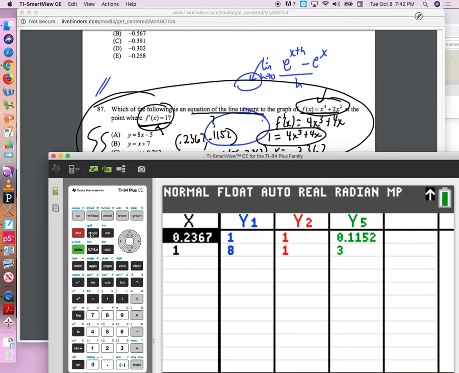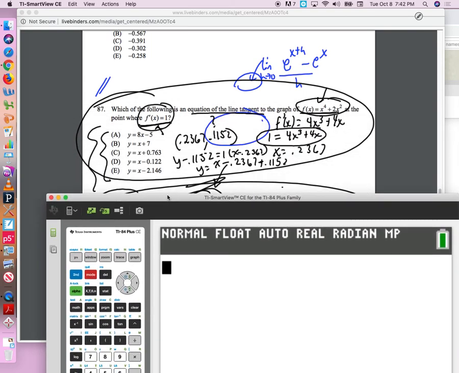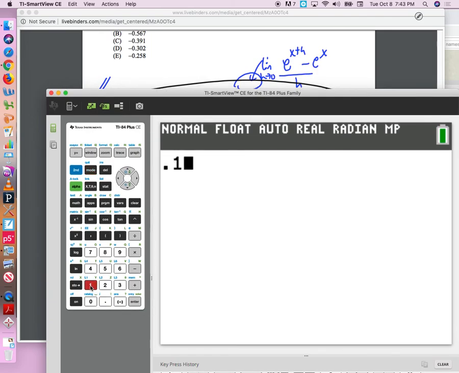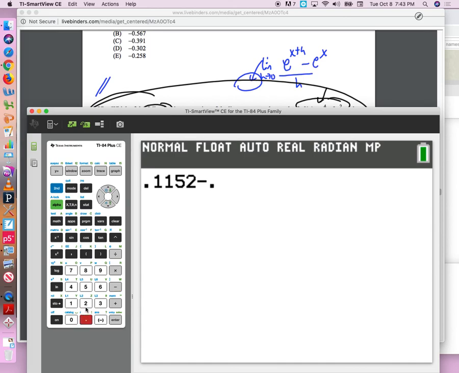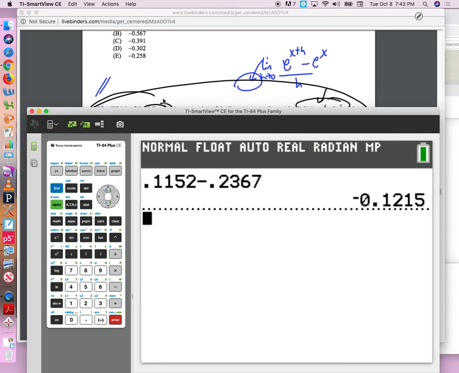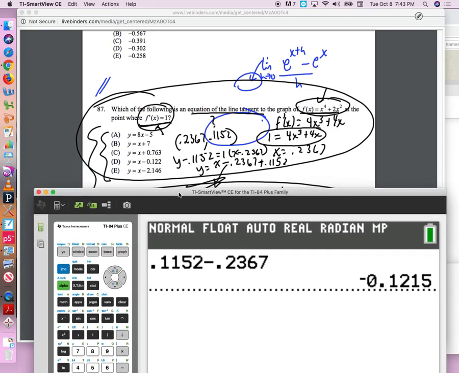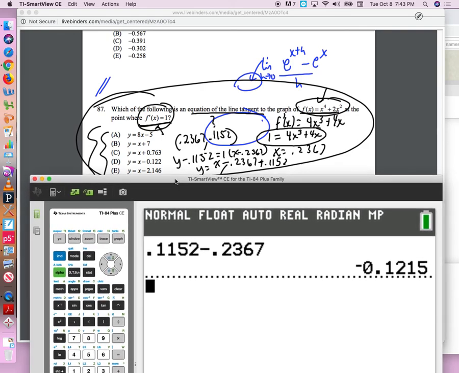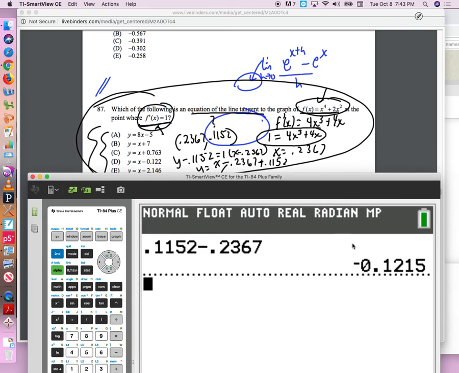So on my home screen, I have 0.1152 minus 0.2367. All right, so I get negative 0.1215. Which I don't see. Let's see, I can't think of anything I did wrong here. Oh yeah, I'm sorry. It's D, because they've rounded it.